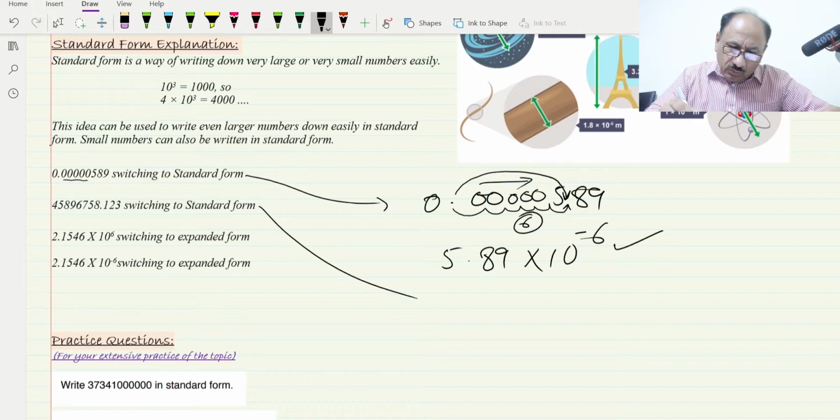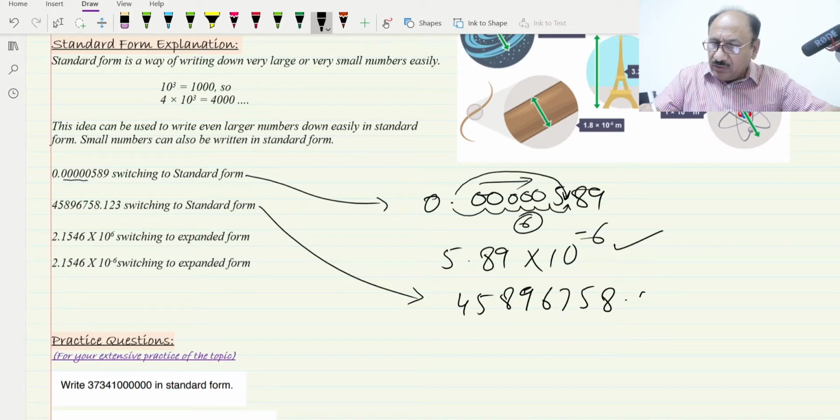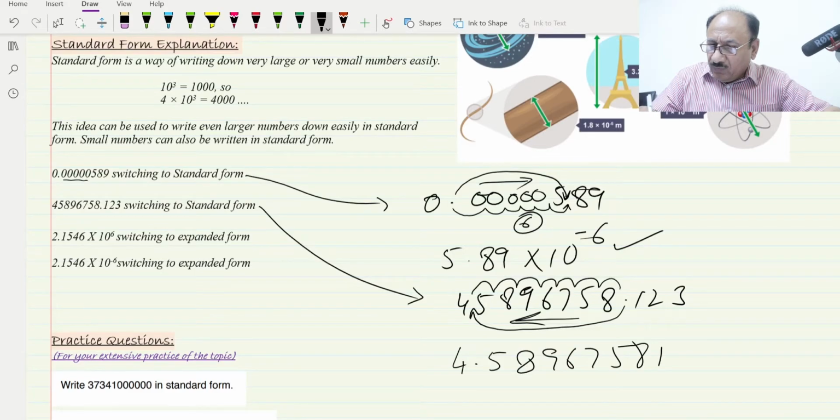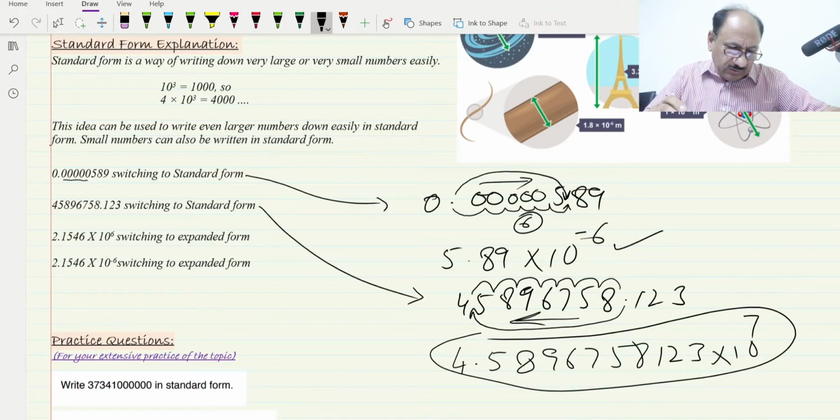Now we can also go through this one, which is 4, 5, 8, 9, 6, 7, 5, 8.123. In this case we need the decimal in between 4 and 5, so we have to shift it to over here, and it will be 1, 2, 3, 4, 5, 6, 7 jumps to the left, and our answer will be 4.5896758123 into 10 raised to the power 7. This will be the answer for this one.